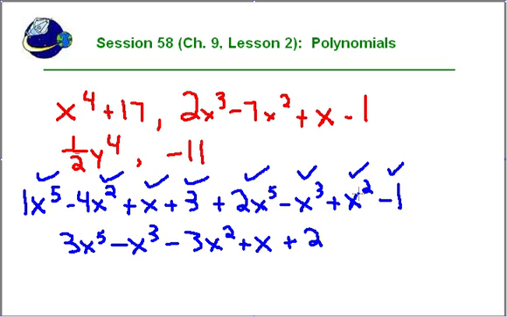This 8-term polynomial can now be simplified into this 5-term polynomial: 3x to the 5th minus x to the 3rd minus 3x squared plus x plus 2.